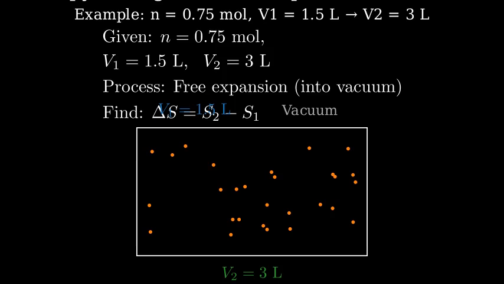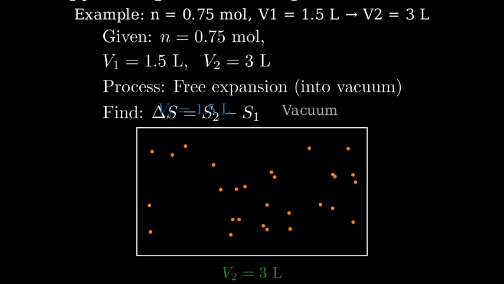Now, the key thermodynamic facts for a free expansion of an ideal gas are: no work is done on the surroundings, W equals 0, because the external pressure is 0. No heat flows, Q equals 0, since the container is insulated. So the change in internal energy is 0, delta U equals 0. For an ideal gas, internal energy depends only on temperature. So delta U equals 0 implies the temperature does not change.